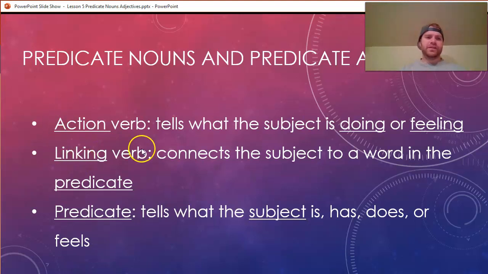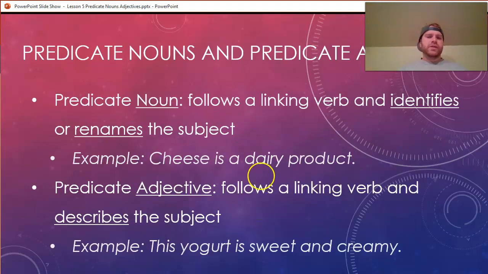We're largely going to focus on linking verbs today because they are what we connect to predicate nouns and predicate adjectives. So first of all, predicate noun. We know what nouns are really well. Nouns are people, places, things, ideas. Predicate nouns are ones that follow a linking verb, so they come in the back half of a sentence usually, and they identify or rename the subject.